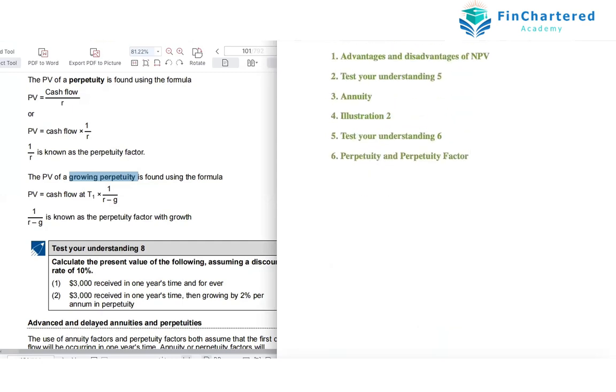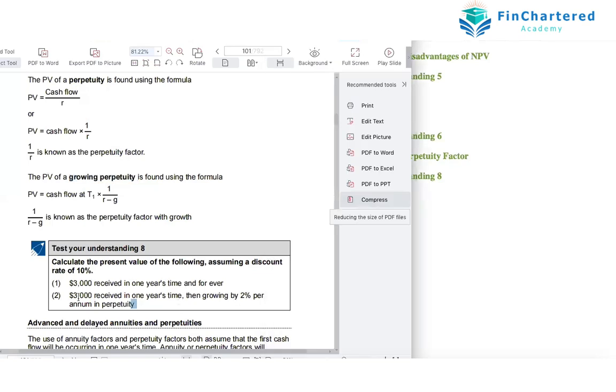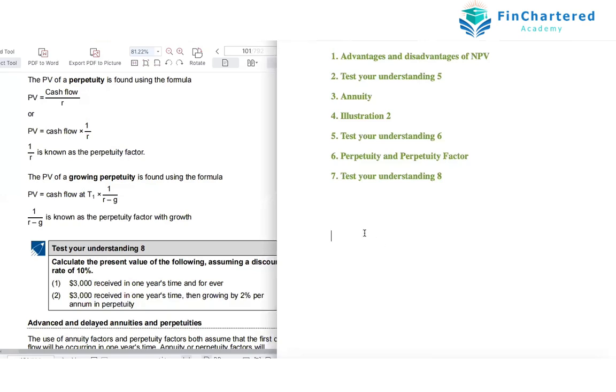So let's look at test your understanding 8. We're going to look at test your understanding 8 and what has to be done. Remember, you're going to ignore the second part of the question. Don't look at things that will scare you. Just look at part 1. 3,000 you are receiving in 1 year's time and forever. In this case, what do you do? $3,000. Yes, Arisha, that answer is right. But what do you do? 3,000 is the cash flow. Remember, present value for a perpetuity is, what?